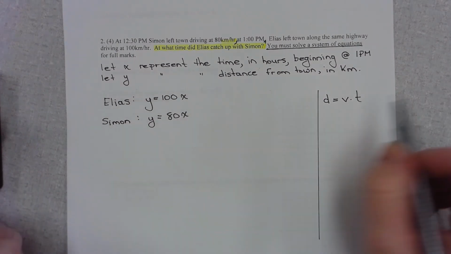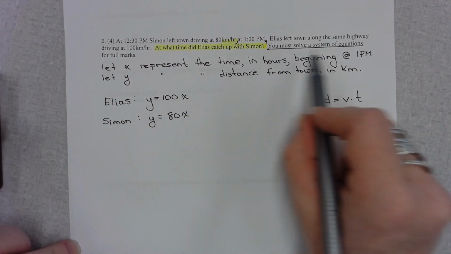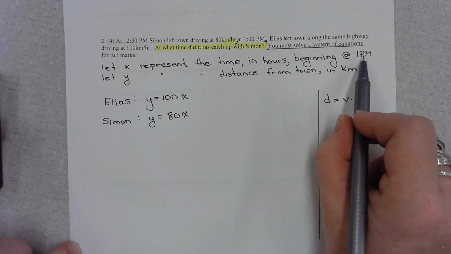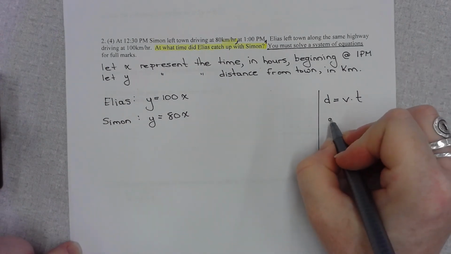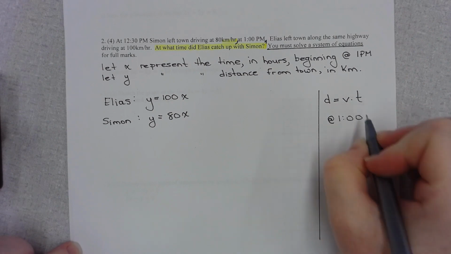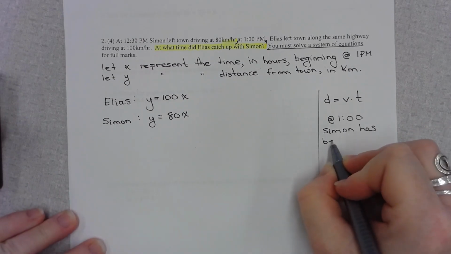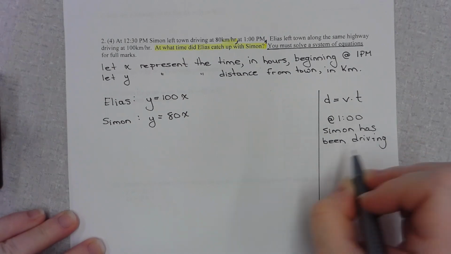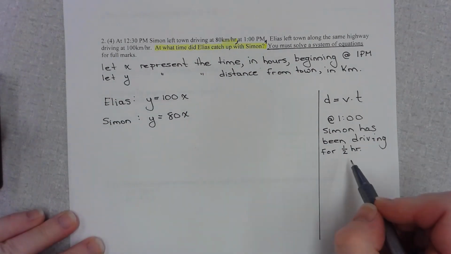But now I need to figure out what my y-intercept is. For Elias, my y-intercept was just 0 because he starts at 1 o'clock, so he's starting right at town. At 1 o'clock, he's just leaving town, so he has a y-intercept of 0. Simon, on the other hand, at 1 o'clock, has been driving for half an hour. So he's already partway out of town. He left at 12:30. By 1 o'clock, he's been driving for half an hour.